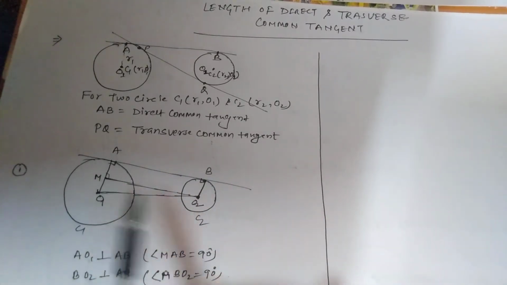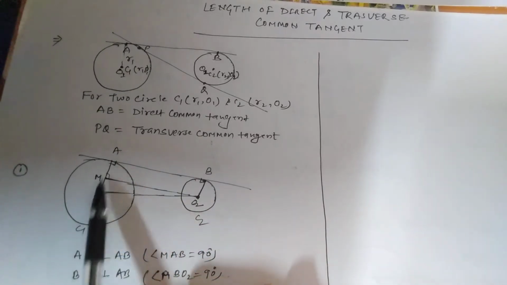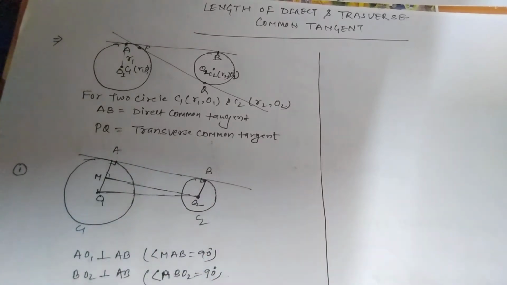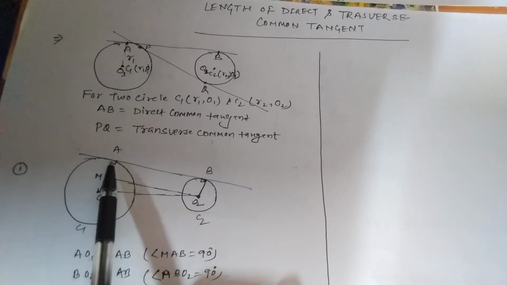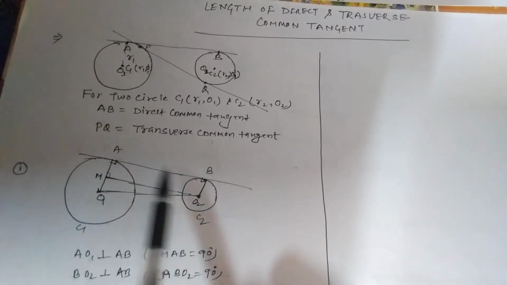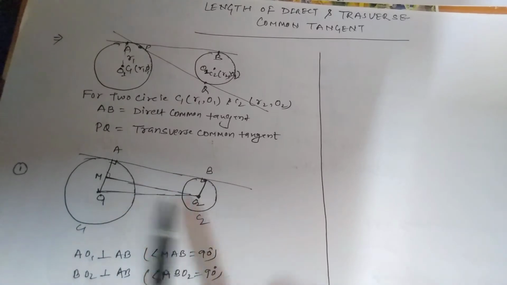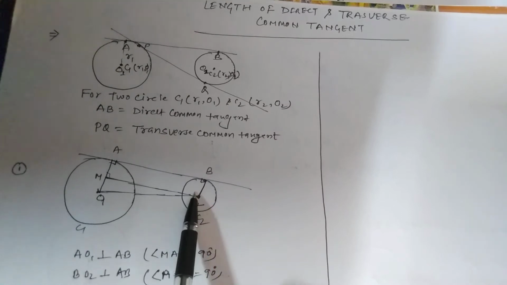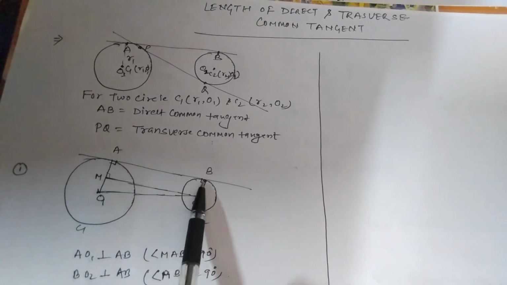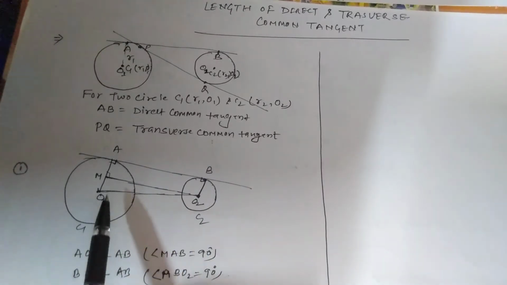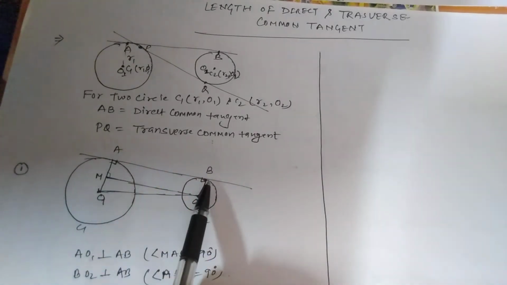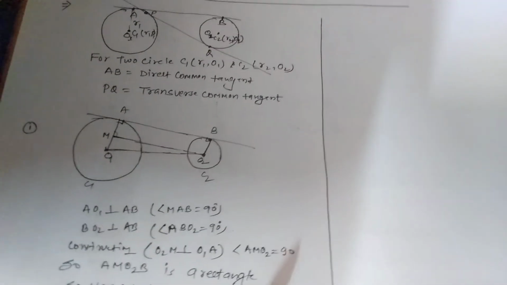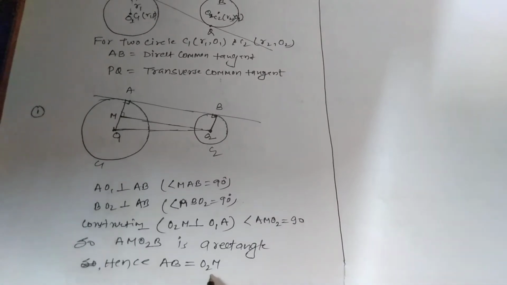And by construction I constructed a line O2M. This is perpendicular to O1A. Right. So by construction this angle AMO2 is also 90 degree. Clear? So this figure AMO2B is a rectangle because three angles are already 90 degrees and the fourth one is also 90 degrees. So four angles each is 90 degrees. Clear? So we can say by rectangle property this length AB is equal to this length O2M.